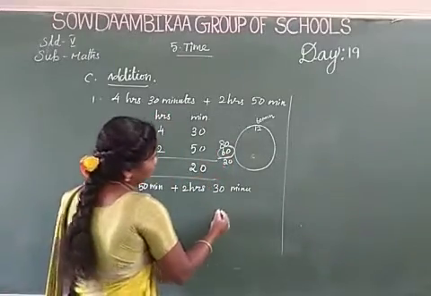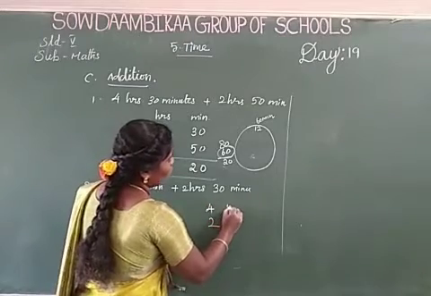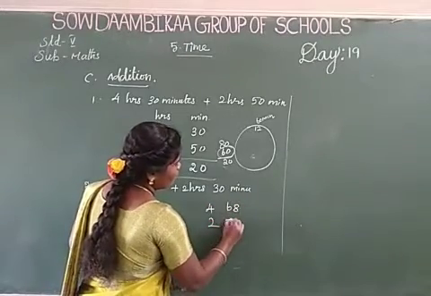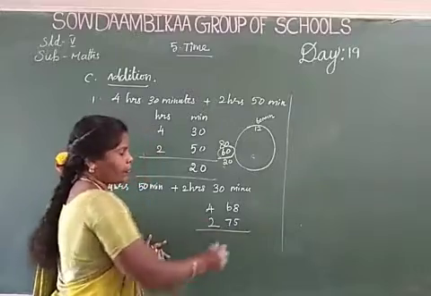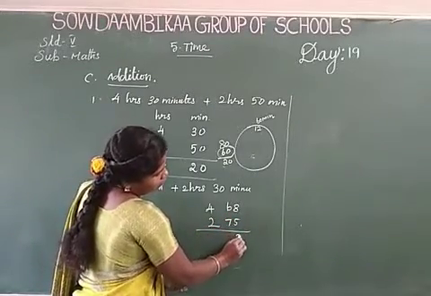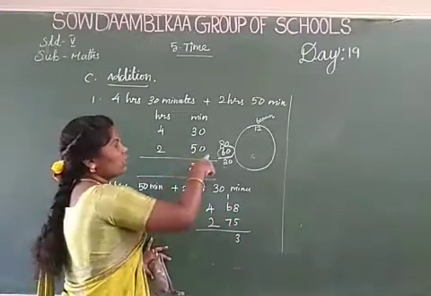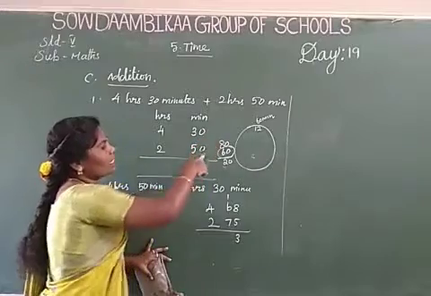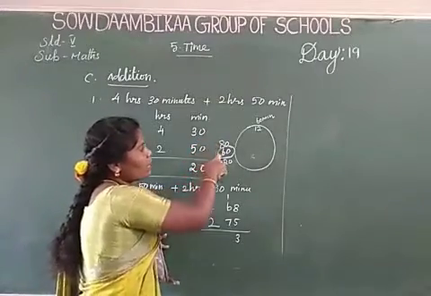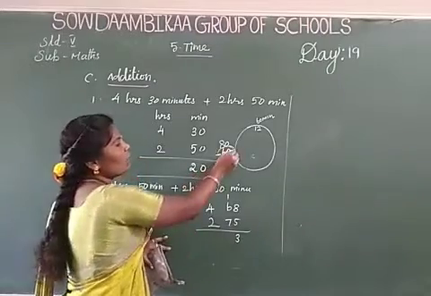For example, 8 plus 5, 13: 3, remaining 1. The same method. 50 plus 30 is 80. You subtract 80 minus 60, remaining 20. The 20 only here. Where is the 60?